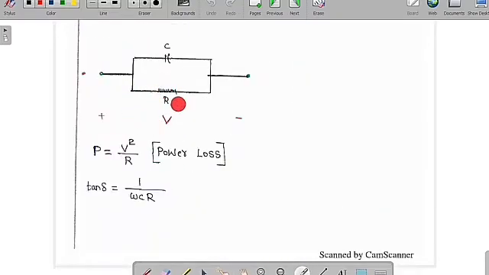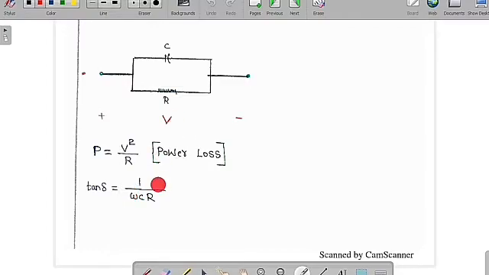Suppose there is a parallel RC circuit. When I apply a voltage V across this parallel RC circuit, the power is lost only across the resistor but not across C. So P is equal to V square by R. This is called the power loss across the resistor. And if you want to know the dissipation factor, the dissipation factor is tan delta, which is equal to Xc by R.